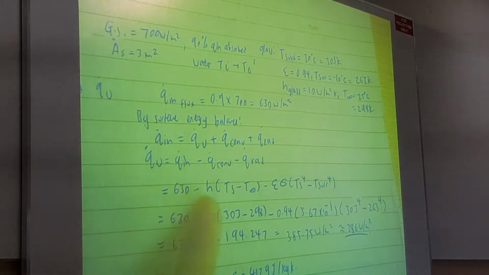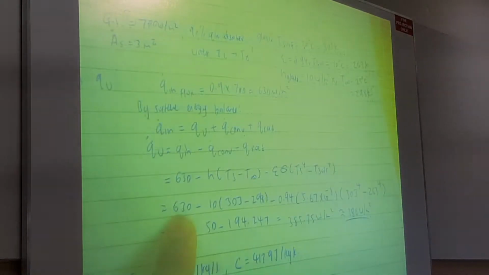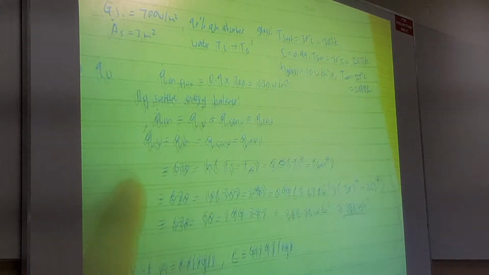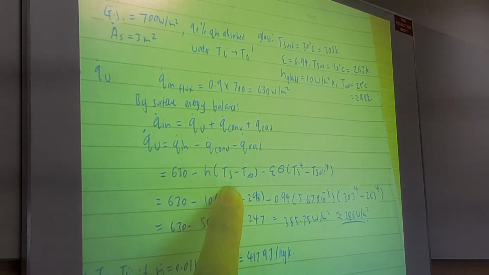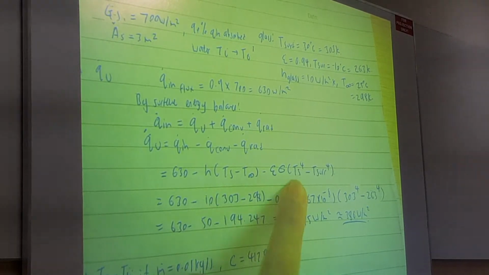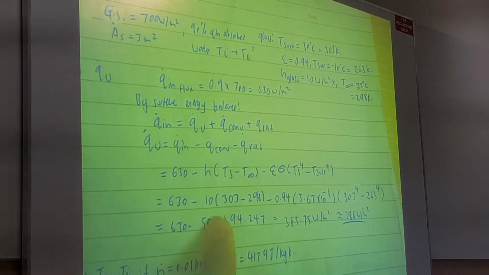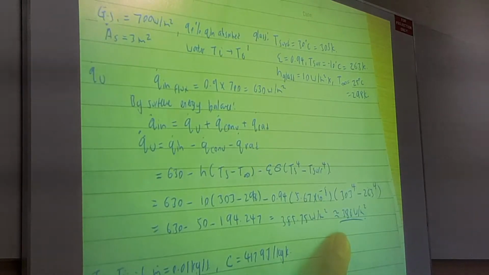Then upon solving each of these relevant values, you can find QU, where this part is the convection equation, and this part is the radiation equation. You solve all the relevant values, then you should get 386 watts per meter square. Any questions?